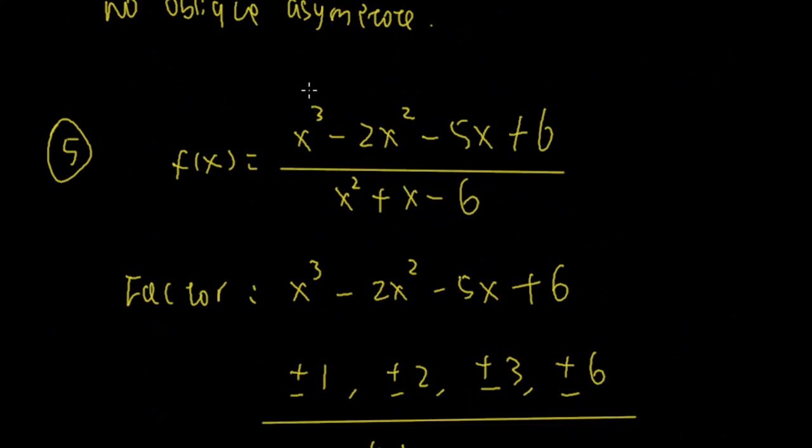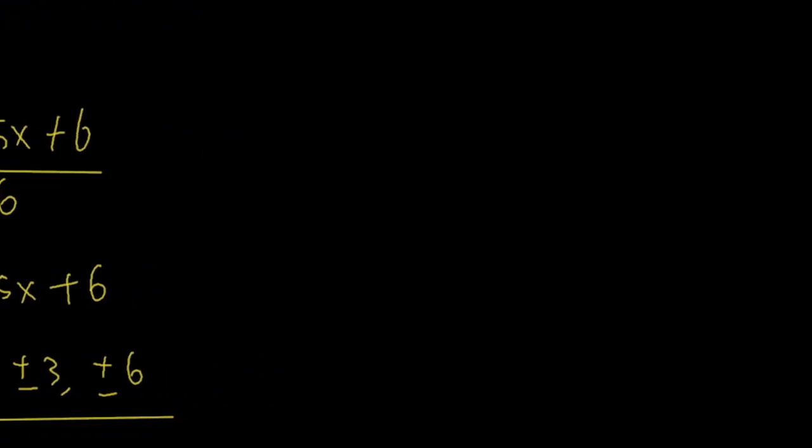Okay, do we have oblique asymptote then? The highest degree of power in the numerator is exactly 1 greater than the highest degree of power in the denominator. So we should have oblique asymptote. So let's see what it is. Oblique asymptote. Let's do a long division on this.